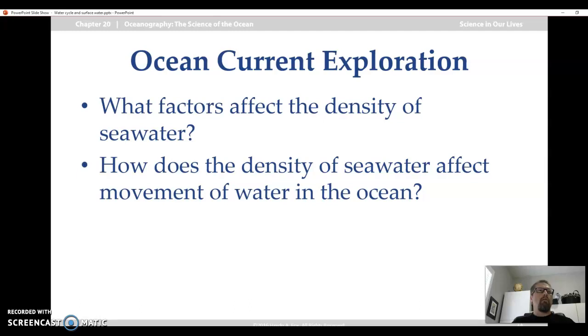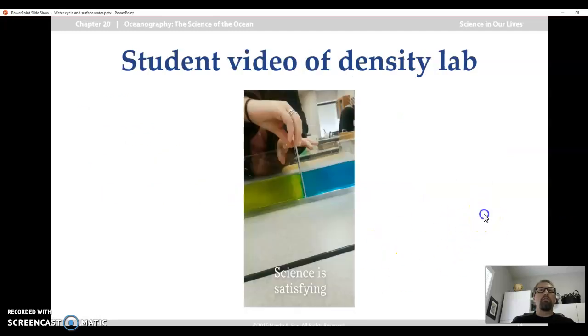All right, so one of the things that we can do in a class is to explore this with these density wells that we have. Obviously, we don't have those available right now, but I did get a video from a student who was in class last semester, and she sent me this video. So you can see these two wells that we have.